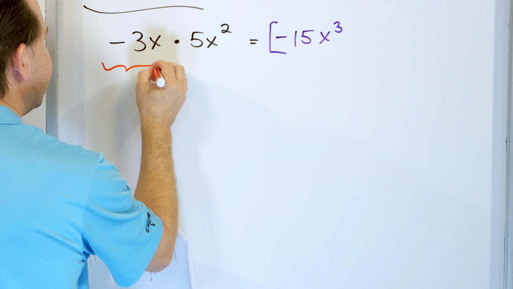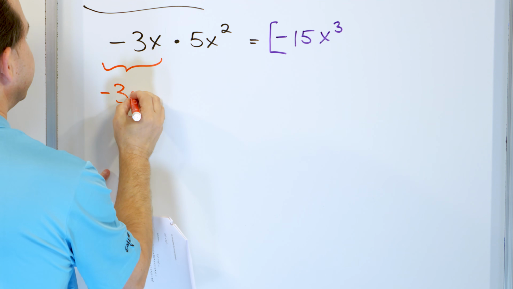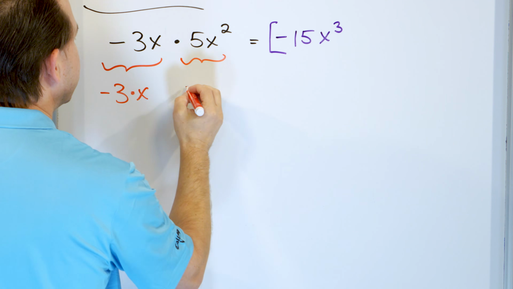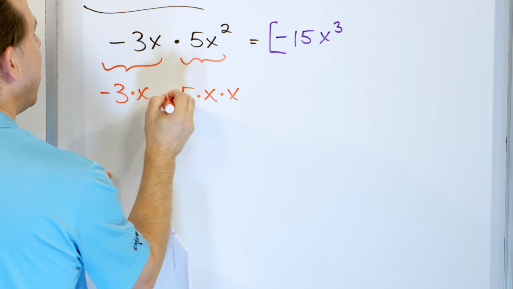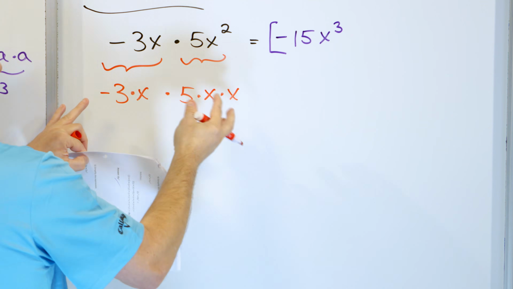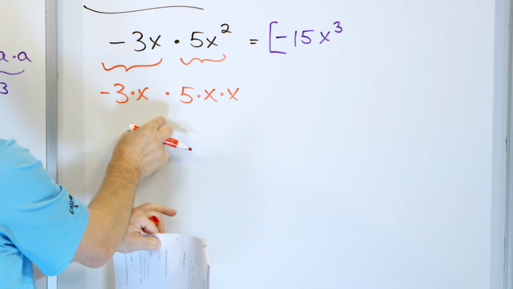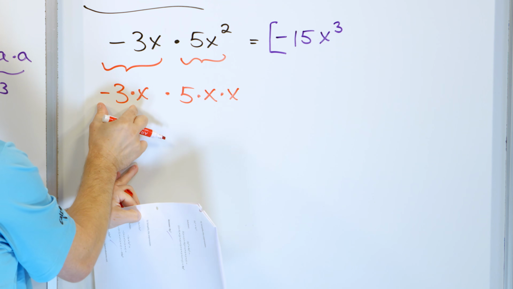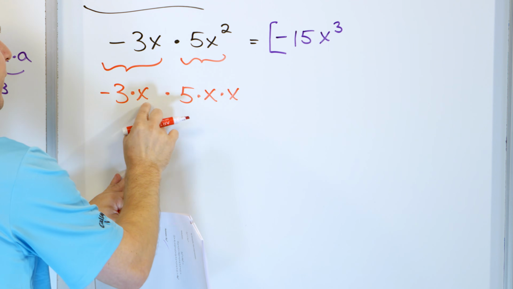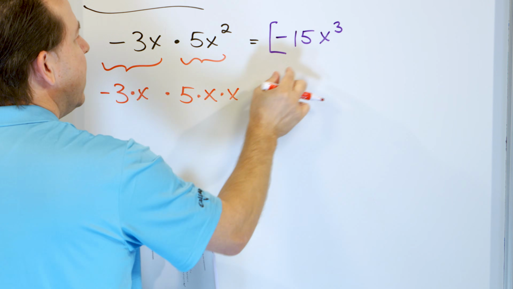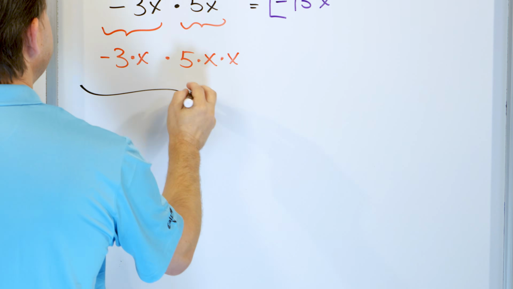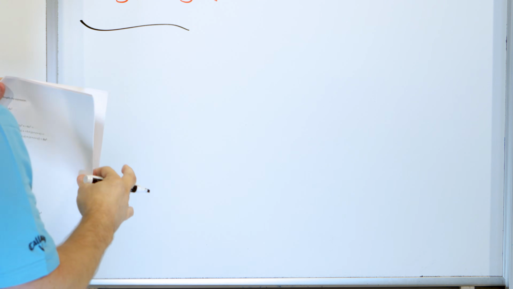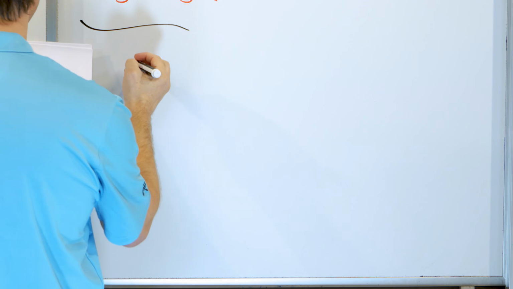Now, just for clarity, this is negative 3 times x, and this one is 5 times x times x because it's x squared, but they're all multiplied together. So if I wanted to, I could rearrange the 5 and the negative 3 together. That would multiply to give me the negative 15, and all the x's would sit next to each other, which would give me x to the 3rd power. All right, I think we'll just do maybe 1 or 2 more problems with blowing it out, and then after that, we'll just continue on.